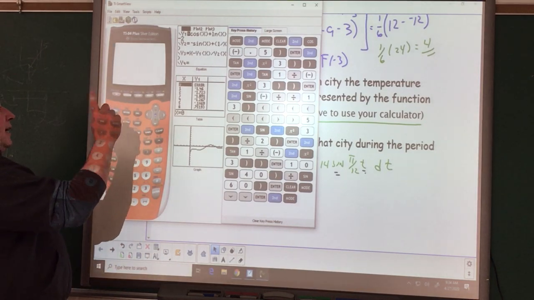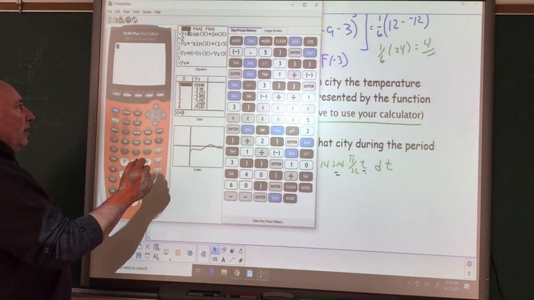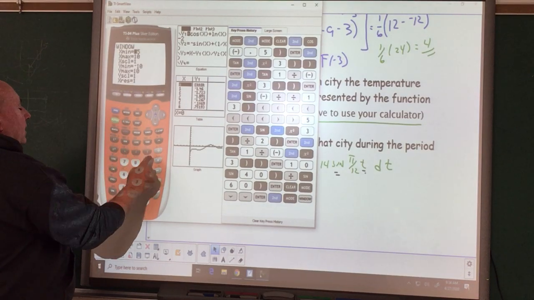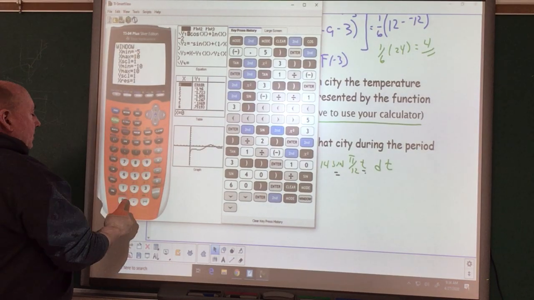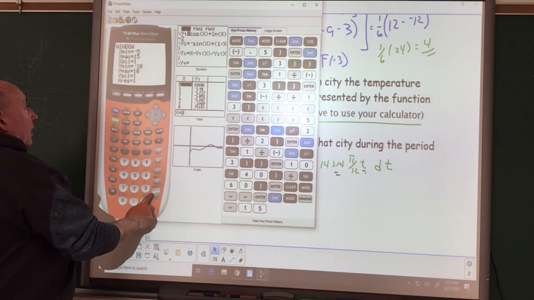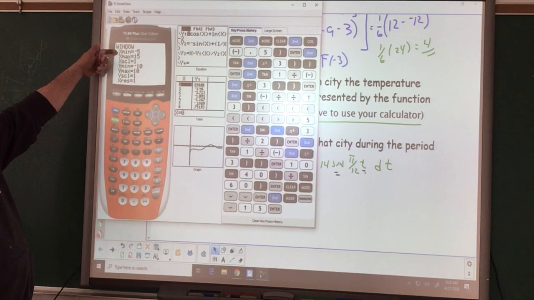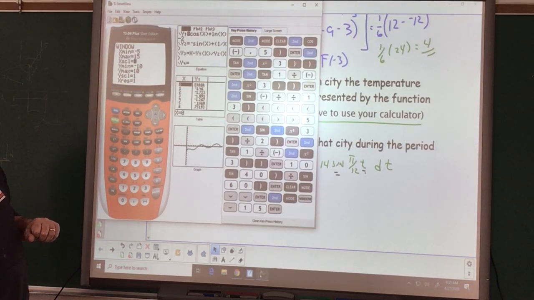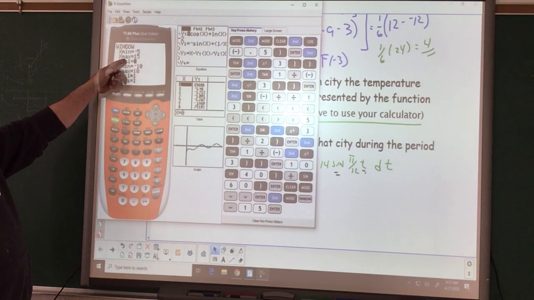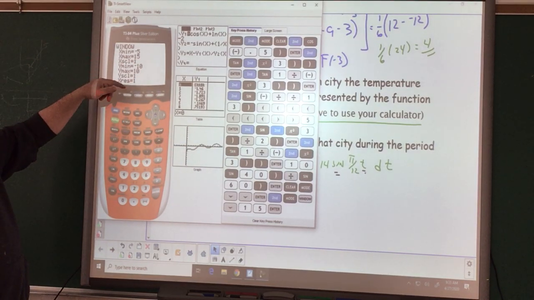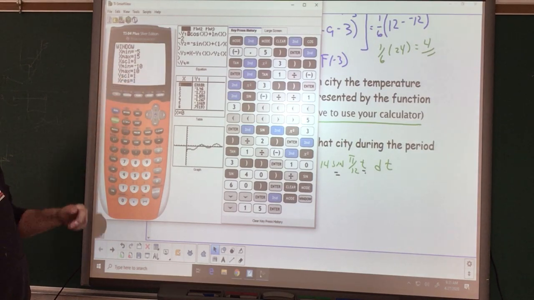Now, what we're going to want to calculate is, need to make sure my window is good. No, it's not. There we go. I need to make sure I cover my interval with my limits of integration. So I need to make sure my T max is above the value of 12, or my X max. And I'm good with the other values there.